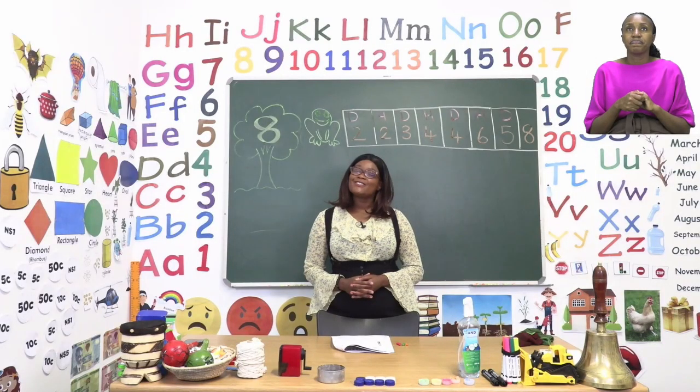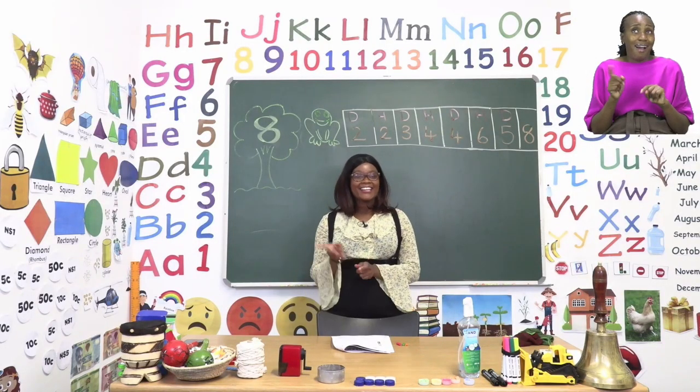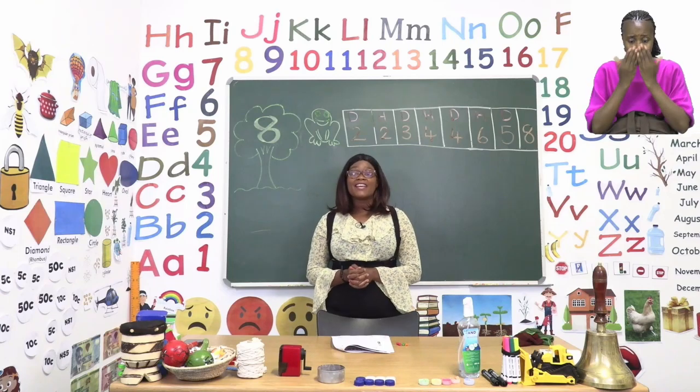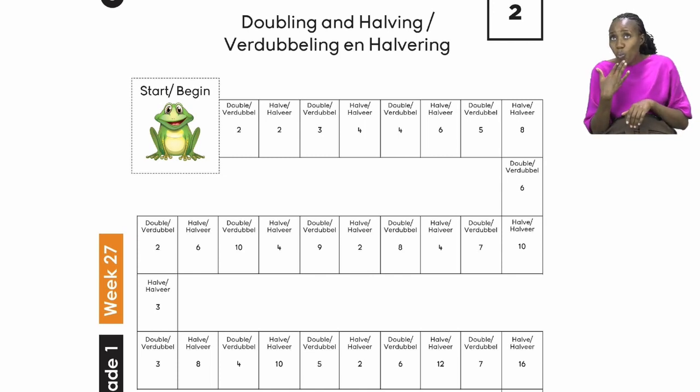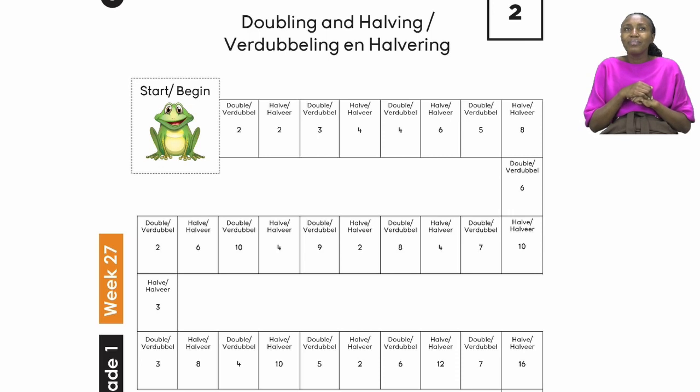Boys and girls, let's do something fun on page 8. On page 8, we are going to be doing doubling and halving. Now, we already know how to do this, but what makes it so fun today is that there's a friend that needs our help. He is going to go to his leaf, and to help him, we need to get him there by doubling or halving.